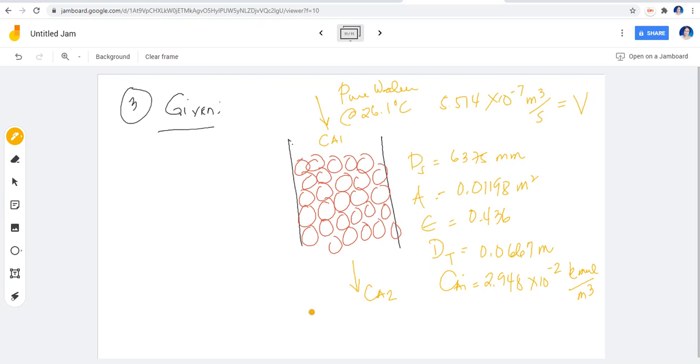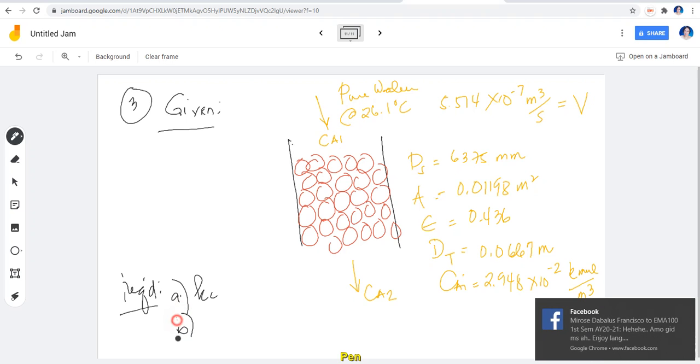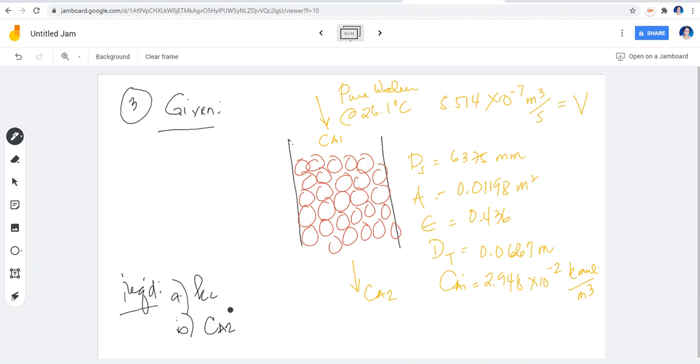And so far, these are the given information in the problem. So we are required for letter A to determine the K sub C, and it's to be compared to the experimental value that was stated. And letter B, we are to determine the outlet concentration using the experimental value that was given, not the calculated value that we will be determining based on the required information.